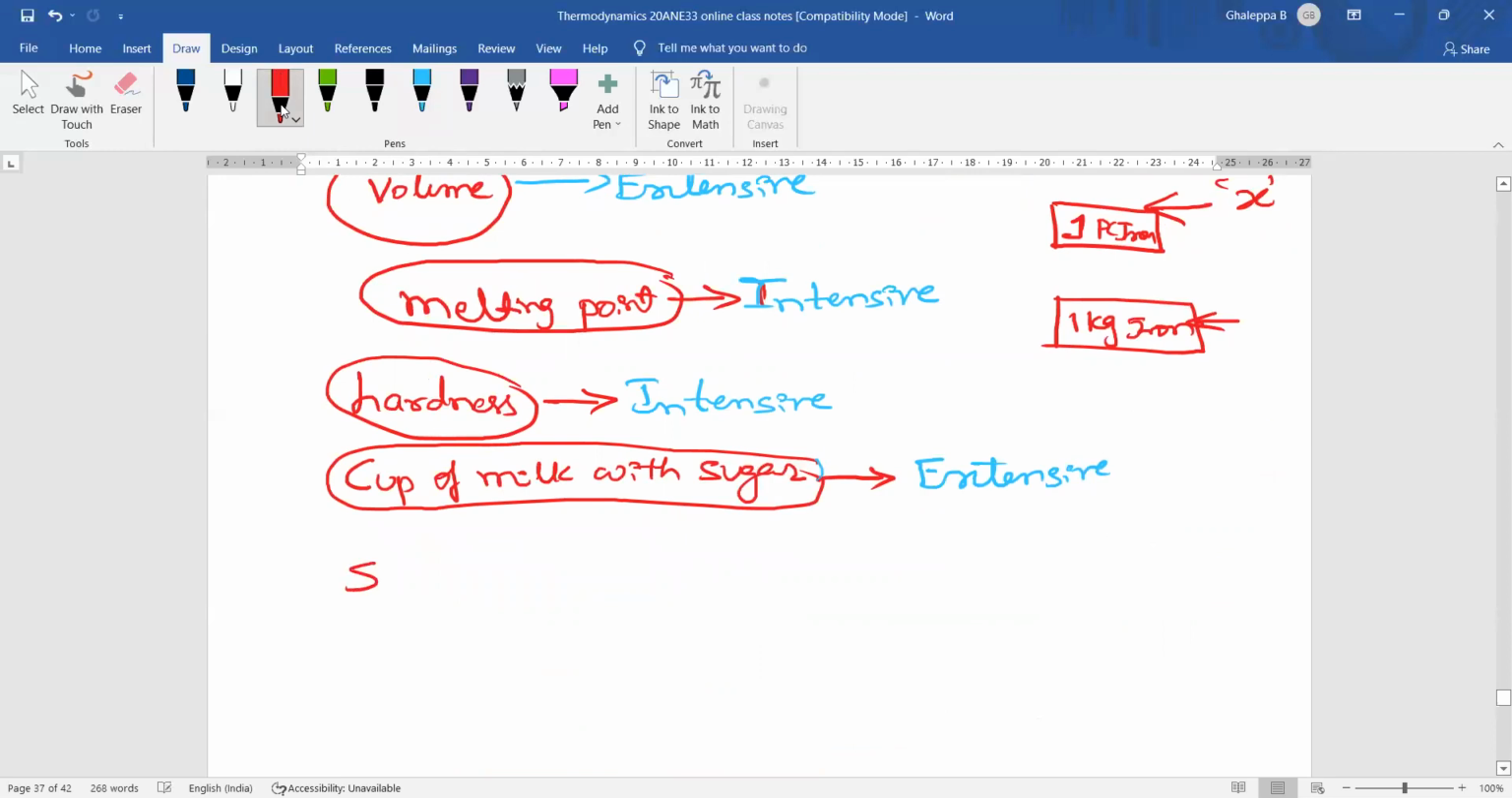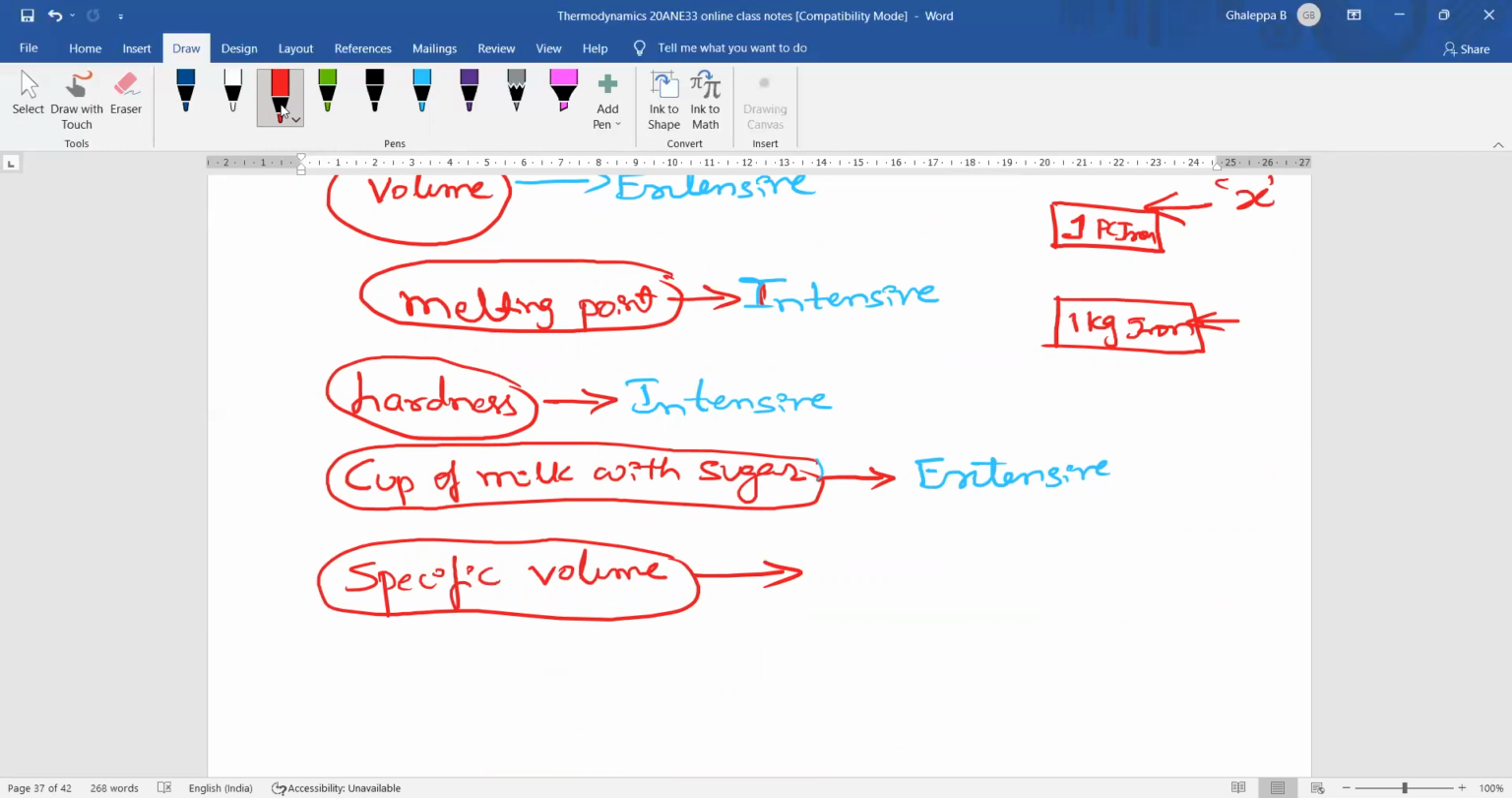Specific. Note number 3 you need to remember. Any property which starts with the word specific, for example specific volume, belongs to which category, extensive or intensive? Intensive. Okay, so I will explain how it becomes intensive. And dear students, keep in mind this formula is very useful for higher semesters also.